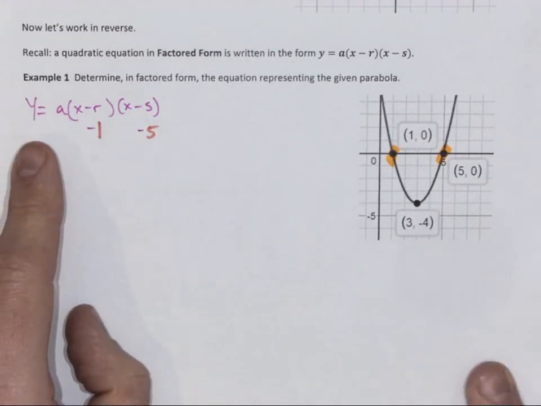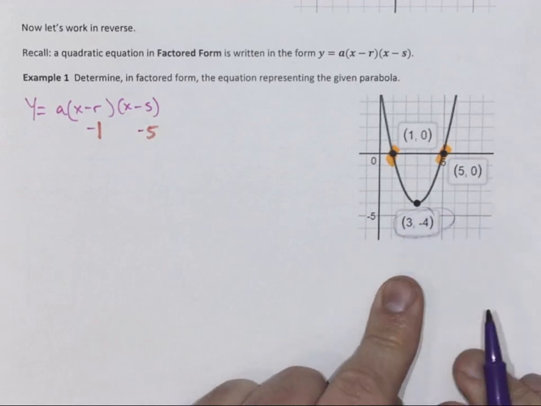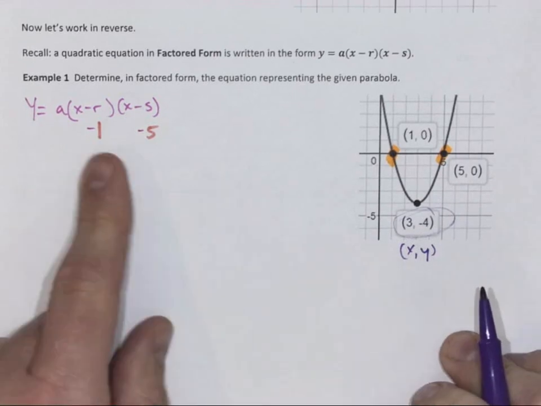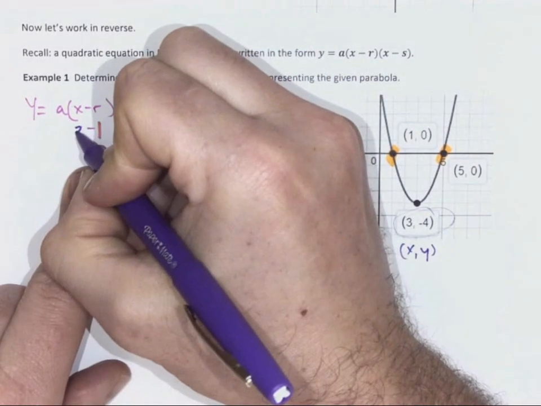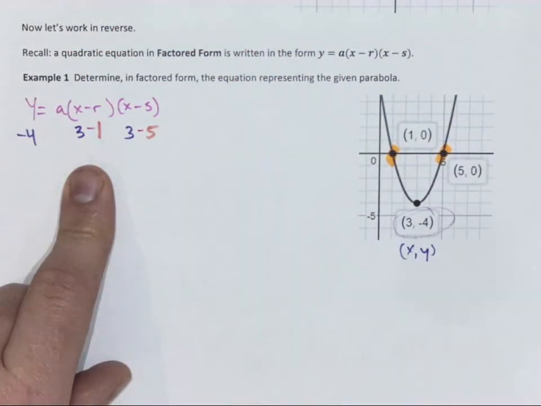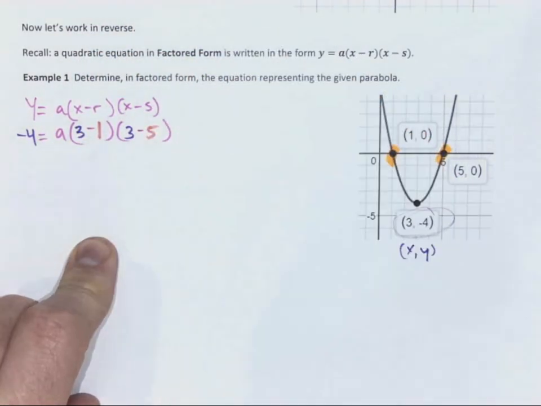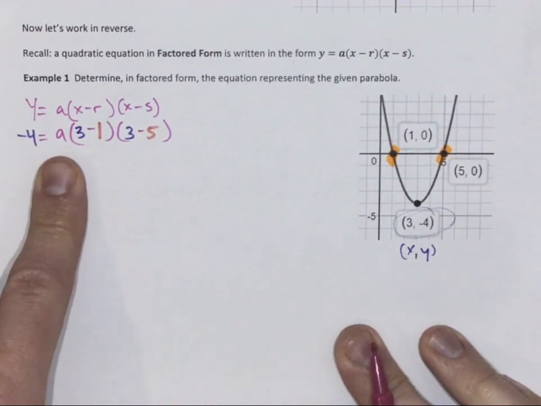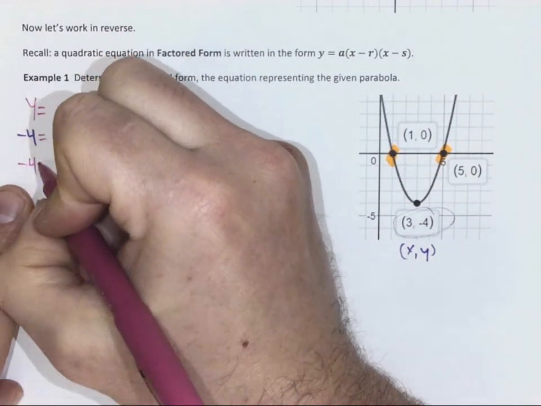What I'm going to use is another point. I'm going to use the vertex, 3, negative 4, as my x and my y value, and sub them in. Everywhere I see x, I'm going to put 3, and everywhere I see y, I'm going to put negative 4. I now have an equation with just one unknown, and it's algebra. I can solve. So negative 4 stays over here.